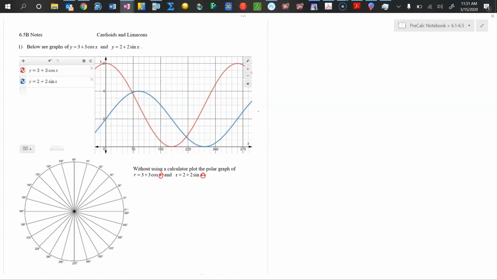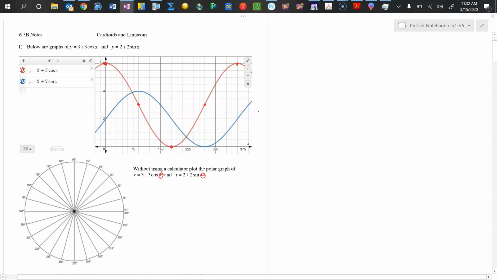The 3 out in front has the effect of shifting the graph up 3, and the 3 coefficient of the cosine function has the effect of stretching it vertically by a factor of 3. So at x equals 0, 3 plus 3 cosine x is actually equal to 6. At 90 degrees, it is going to be equal to 3. At 180 degrees, it's going to be equal to 0. At 270 degrees, it's going to be equal to 3 again. And then when we get back to 360, it's going to be equal to 6.